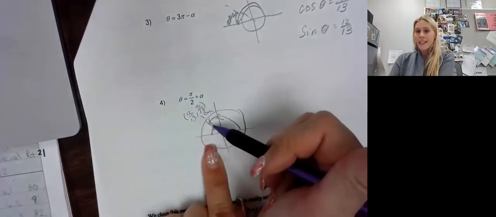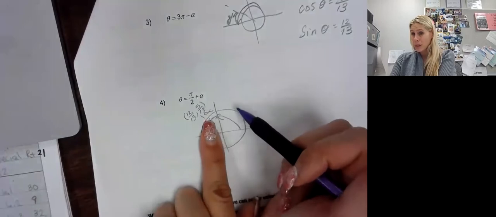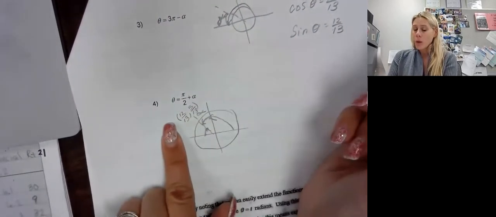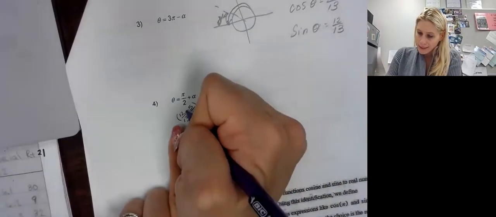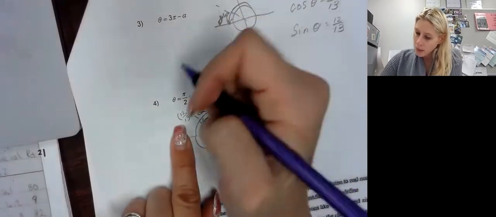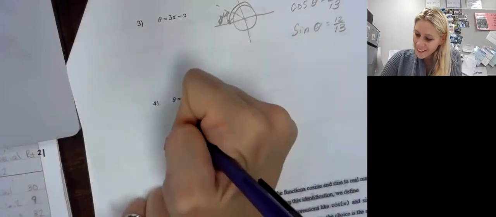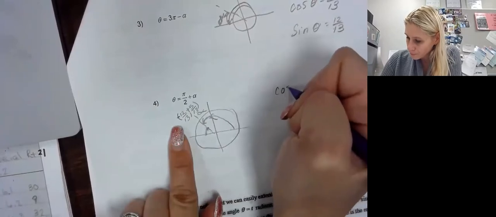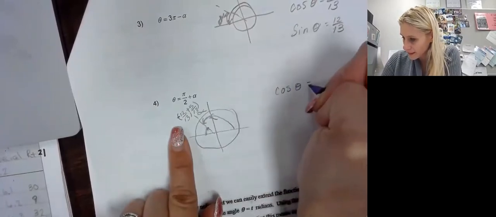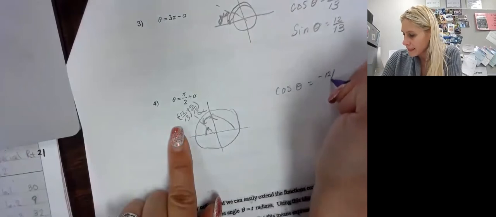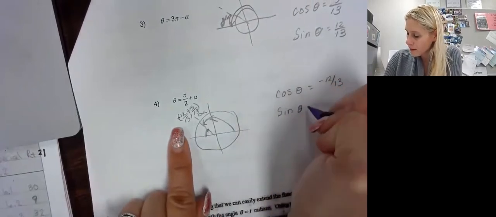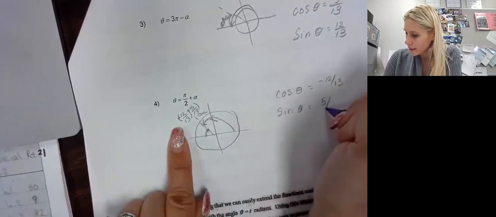Okay, just because alpha is no longer connected with the x-axis, it's connected with the y, so we have to switch those. We're still in the second quadrant, which means our sine is positive and our cosine is negative. So cosine of theta in this case is negative 12/13, and sine theta is 5/13.